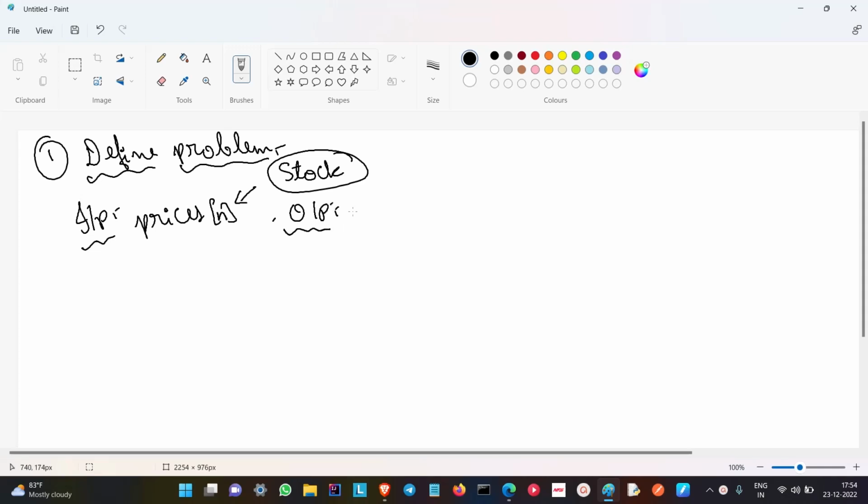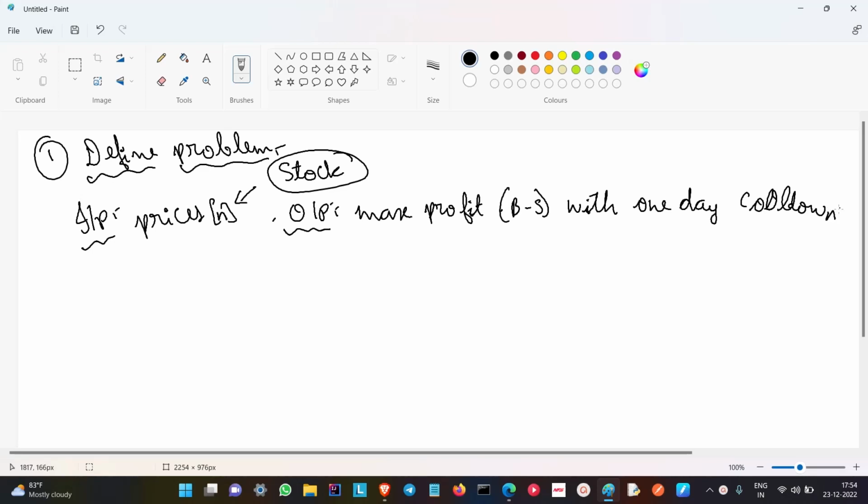problem is to find the maximum profit you can get by performing a series of buy and sell of a stock, and there's a restriction that there's a cooldown of one day. So with 1 day cooldown. So this is the input and output of the given question. And so what is a cooldown?